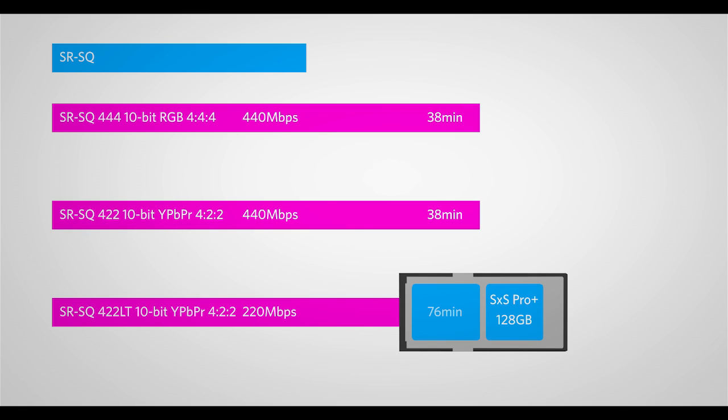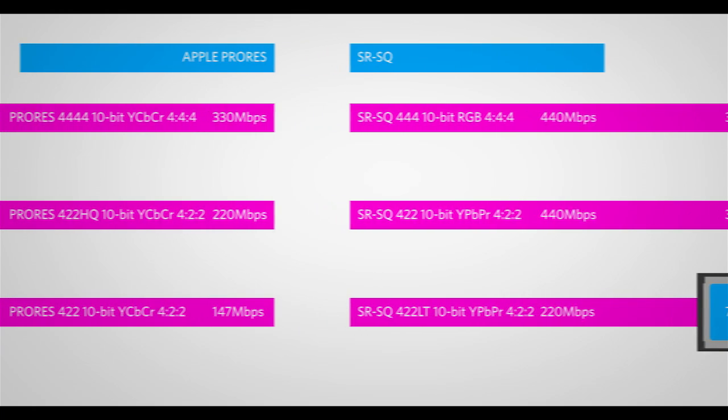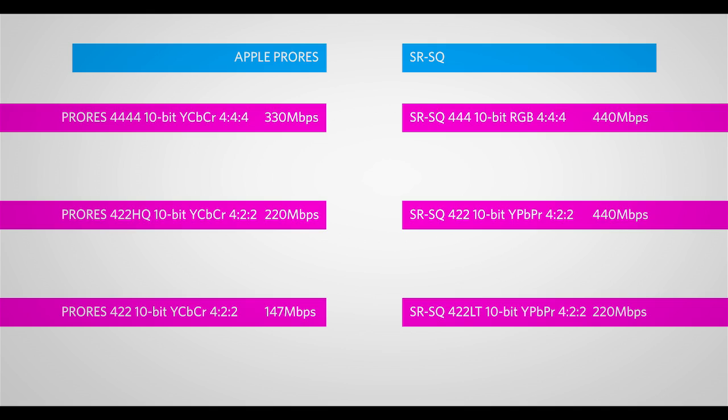SR422 and 422 Lite are activated in YP-BPR mode. These are good codecs for matching to systems using ProRes and DNx HD and are useful for episodic TV, documentary, and ENG use.